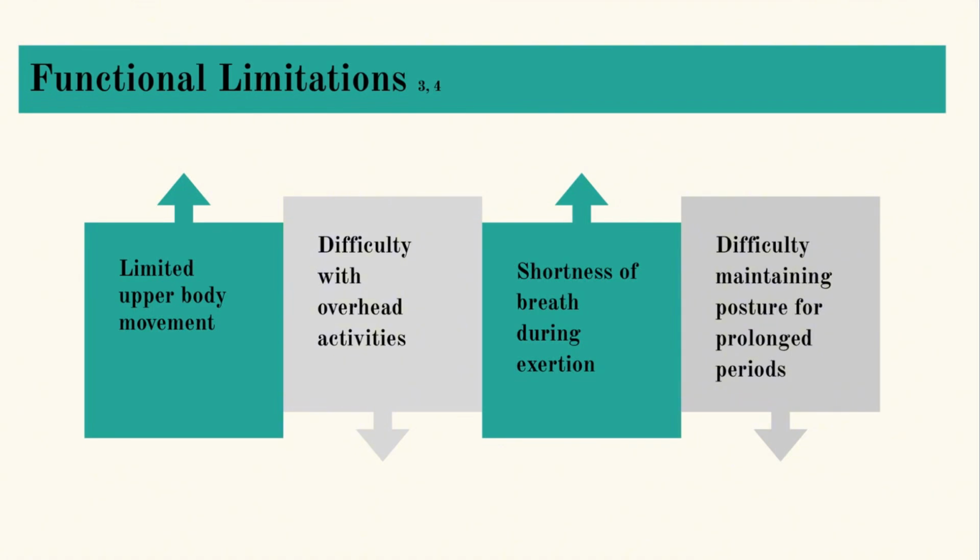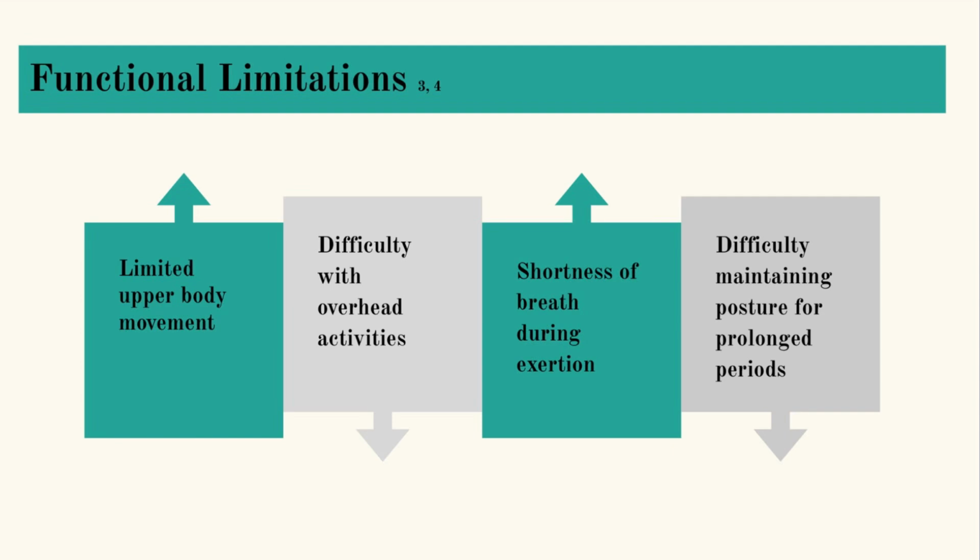So for the functional limitations, rib dysfunction can lead to significant functional limitations, particularly in the upper body. So you may notice limited upper body movement, which may restrict a patient's ability to perform everyday tasks like lifting, bending, or twisting, which can significantly reduce their quality of life. They also may experience difficulty with overhead activities, such as raising the arms, which may increase rib and thoracic spine pain. And this limitation can also affect activities such as reaching for objects, lifting, or even dressing.